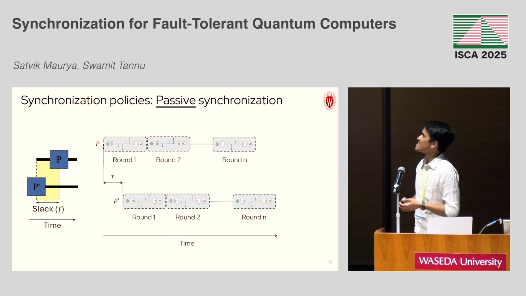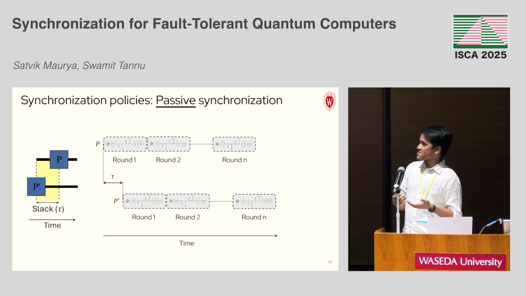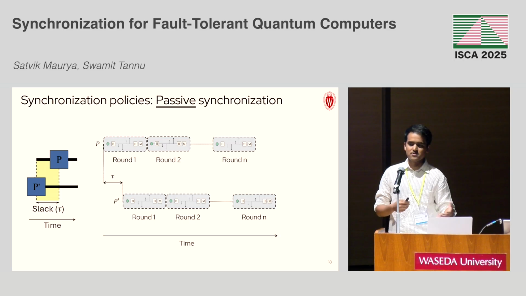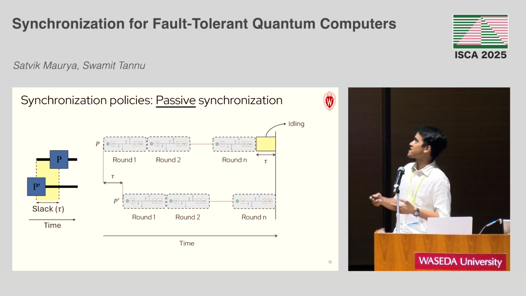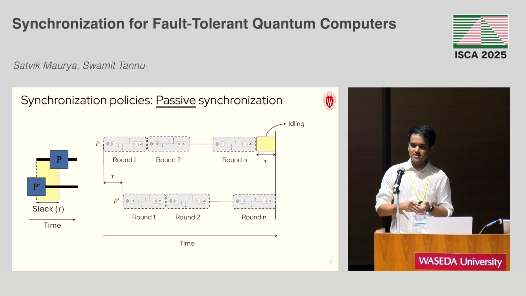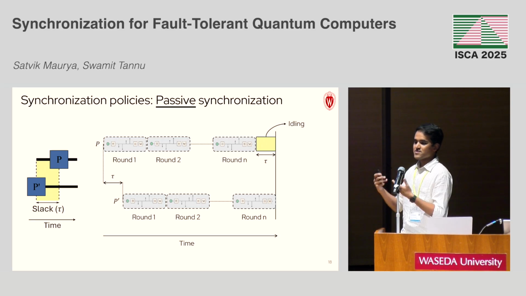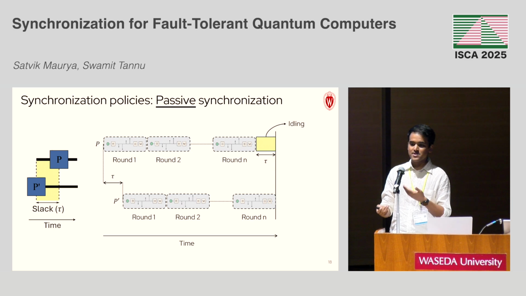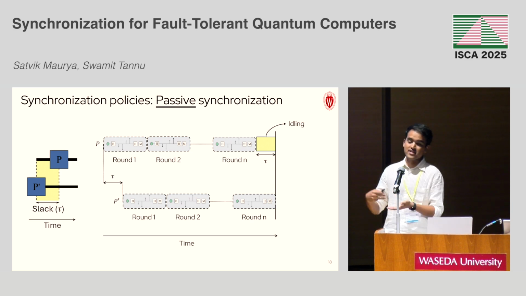So the next policy is what we call the passive synchronization policy. In the passive synchronization policy, we know that one of the logical qubits is ahead in its syndrome generation cycle with respect to the other logical qubit that's involved in the lattice surgery operation. So all we do is make it wait right at the end of its final syndrome generation cycle prior to the lattice surgery operation. This is passively waiting, so there is no error correction being performed during this idling period, and so the qubit is no longer protected by error correction. There could be idling errors that affect its reliability.